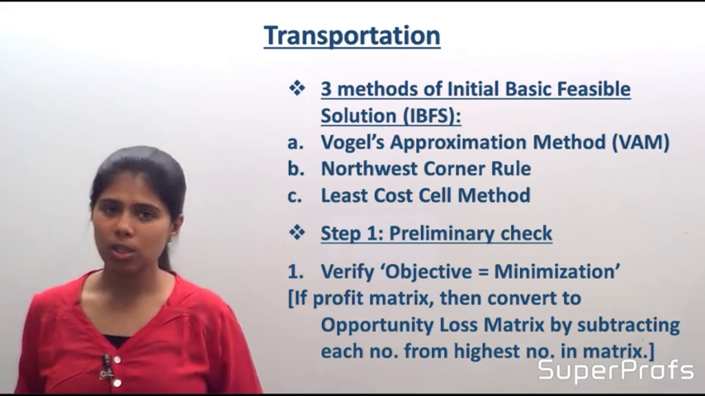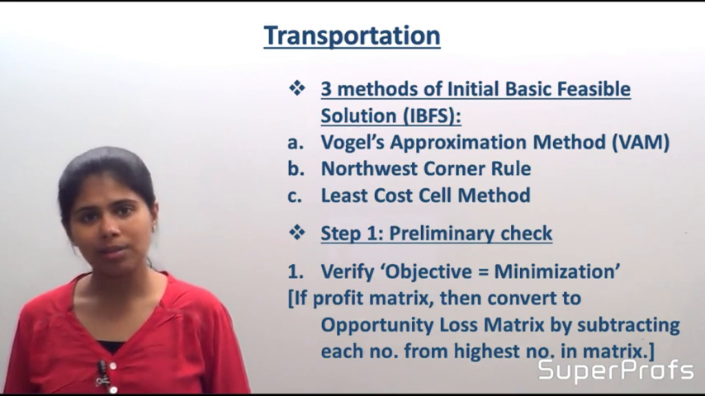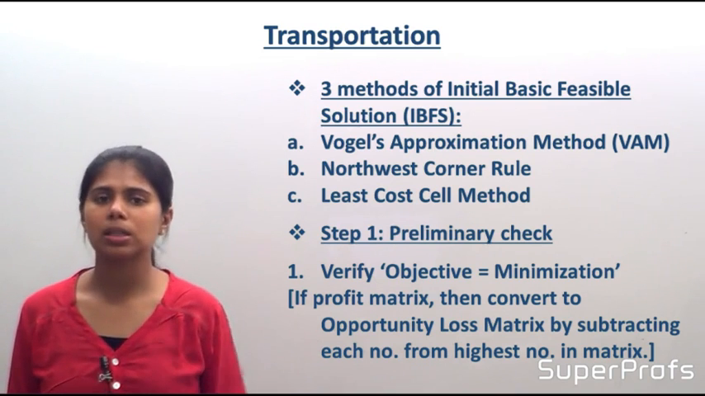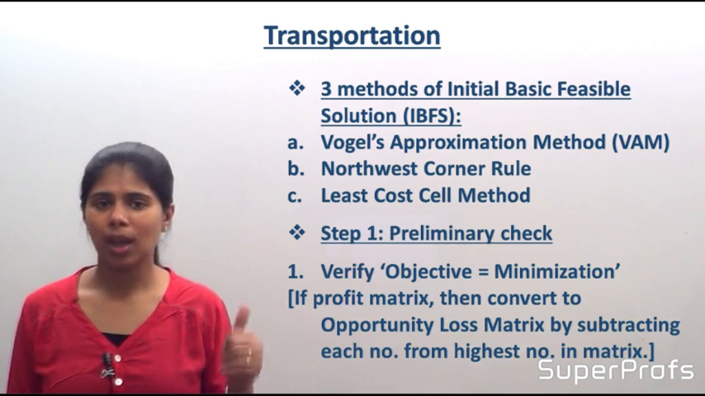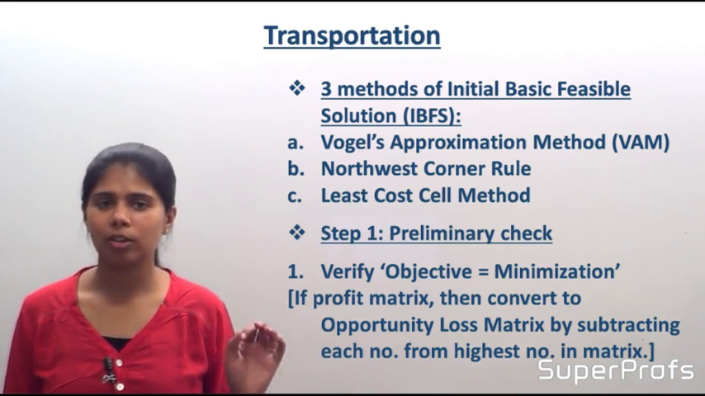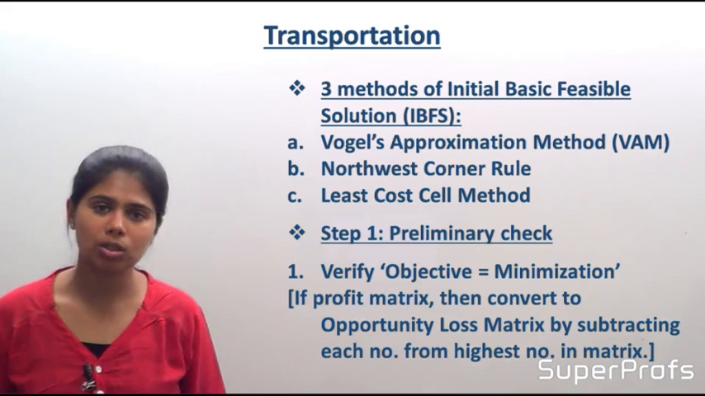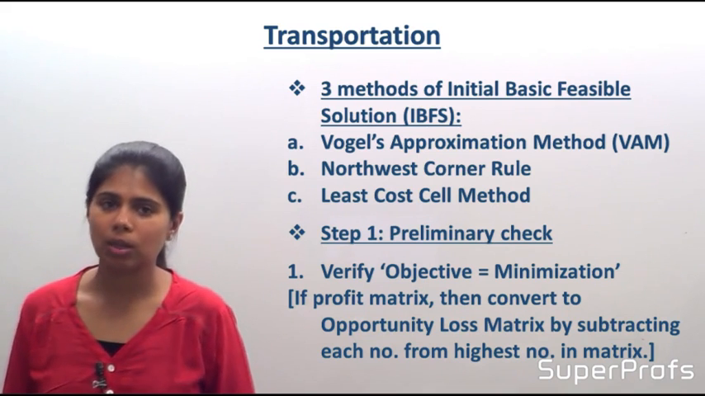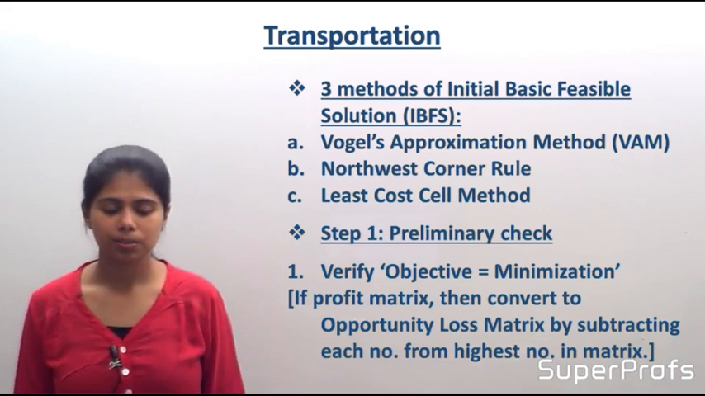And how do we do this? We do this by subtracting all the values in the matrix from the highest number in the matrix. So the first preliminary check is to ensure that your objective is a minimization objective. If it is maximization, then we should convert it to a minimization by subtracting all the values of the matrix from the highest value in the matrix.